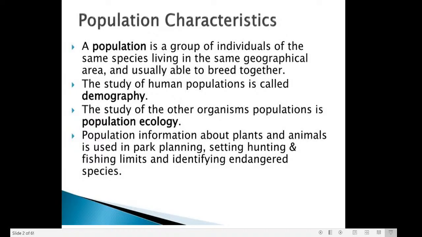So for developing the population in one particular place, they make park planning, settings, hunting limits, and fishing limits. For some periods, fishing is stopped in a particular region. The fishermen are not allowed in that region for a particular time. That is all about fishing limits.